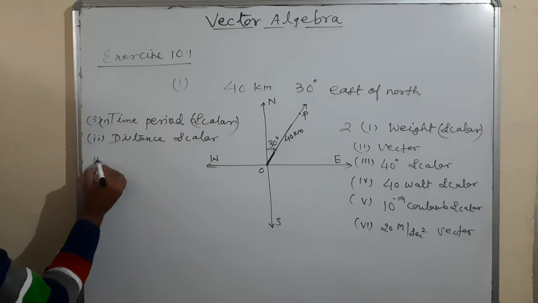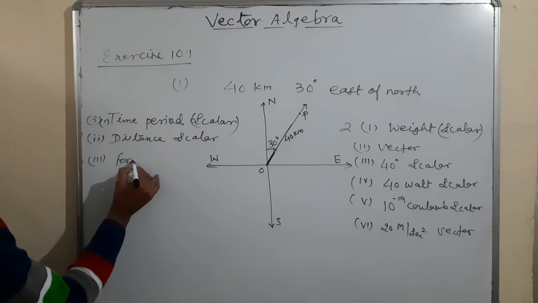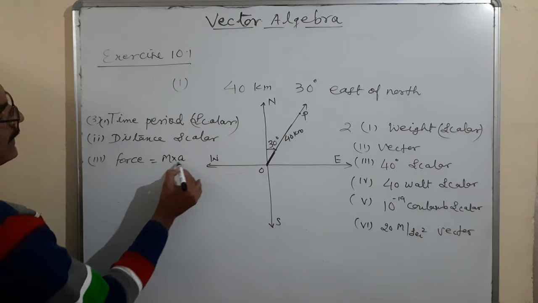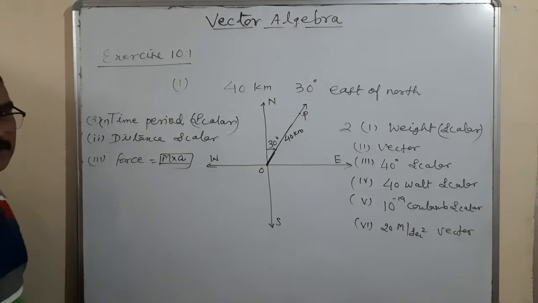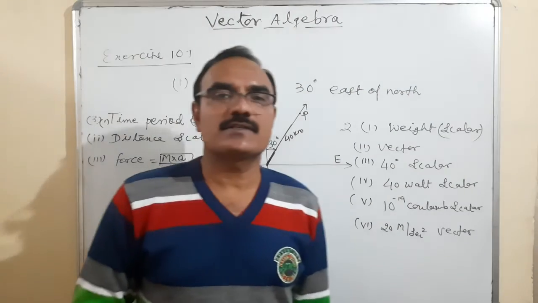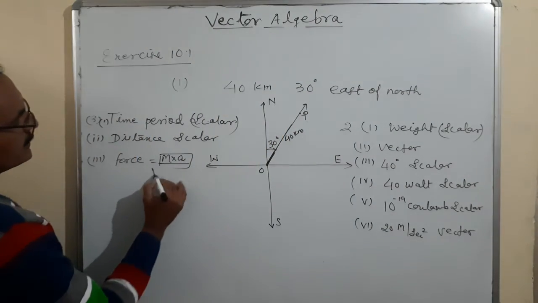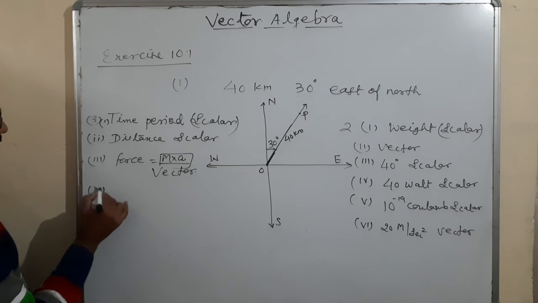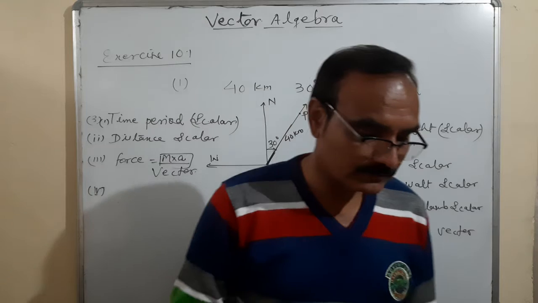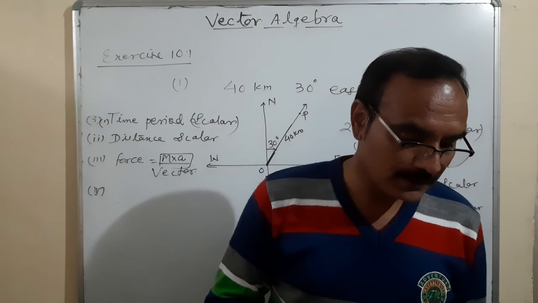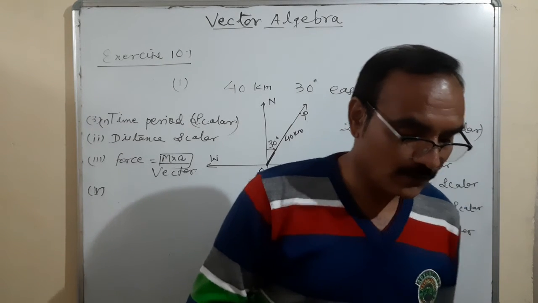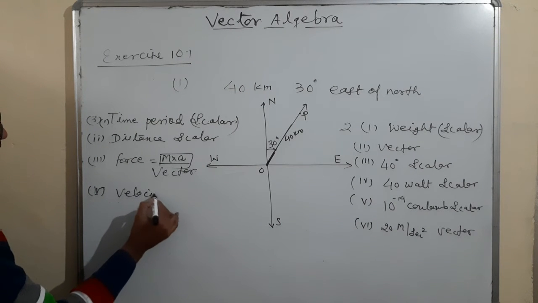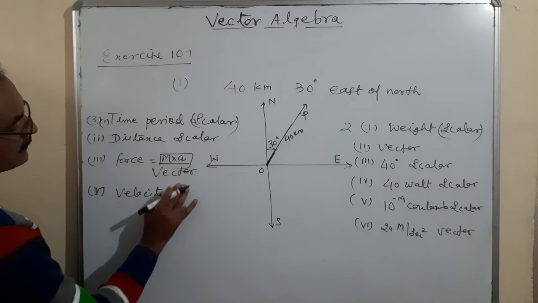After that it is force. Force, what does it mean? Mass into acceleration, ma. So when acceleration is coming, that means it is a vector quantity. So it is a vector. Fourth one is the velocity. It is also vector.